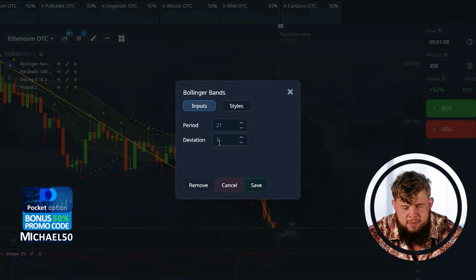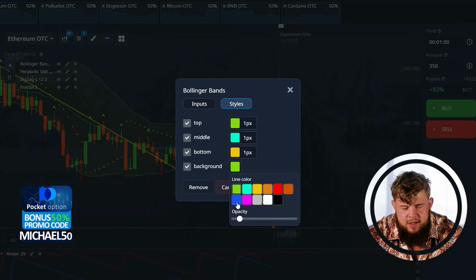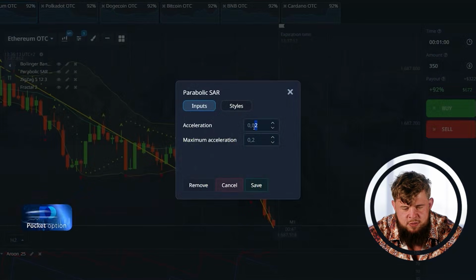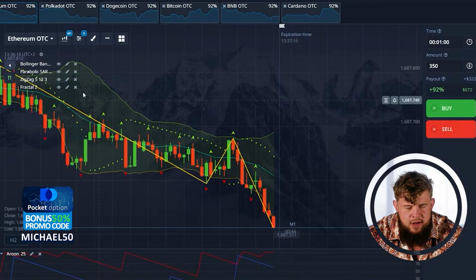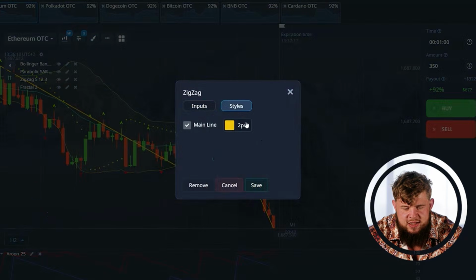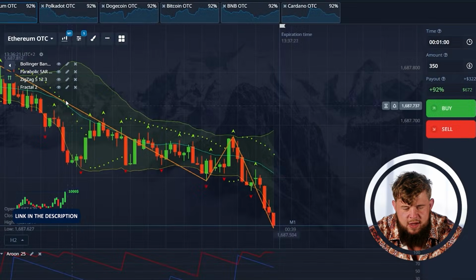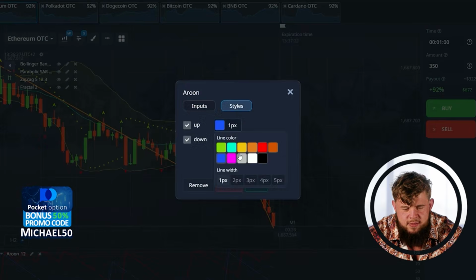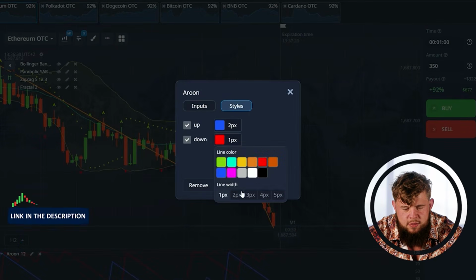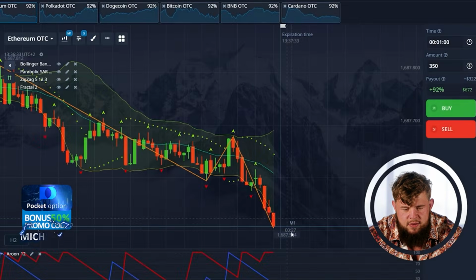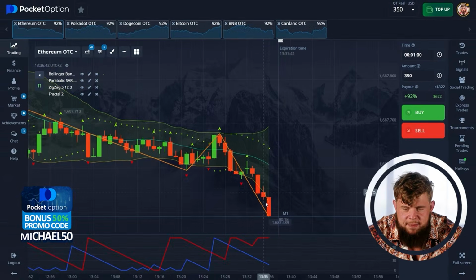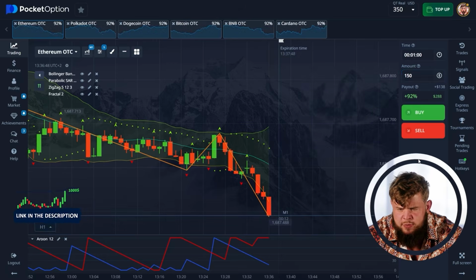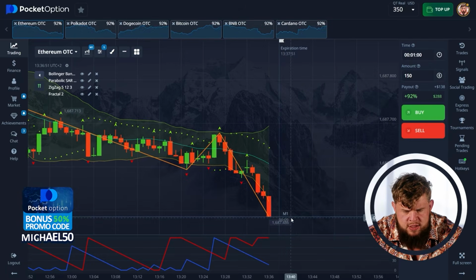The first, the Bollinger Bands, will be 21 period. Let's change the opacity. Let's save it. Let's also proceed with Parabolic SAR. Let's change the acceleration mode. It will be 0.015. Concerning the zigzag, let's change the styles. The main line will be brown. Aroon, let's change the period. The period will be 12. Down will be okay. Save. Fine. So according to the Aroon oscillator, let me first change the investment. It will be 150. Now we're ready to start, as I told you.